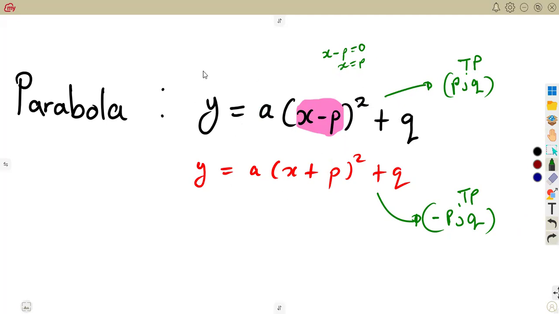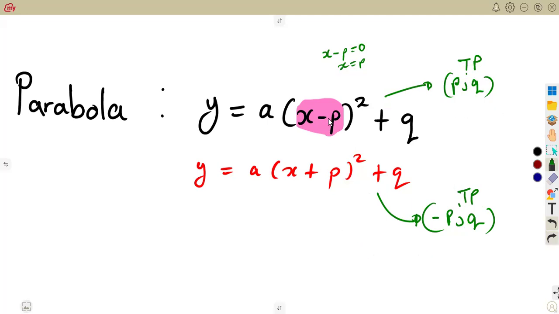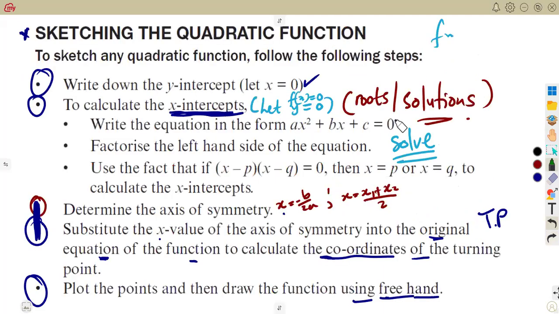There is no need for you to expand the brackets when you are to sketch this function. There is no need for you to expand. You can simply take your turning point that way. So when you are to sketch now, how can you sketch? Remember, we are on sketching. We want to sketch this function just like what you had before when you had a quadratic, when you were having y equals x squared minus 5x minus 6.